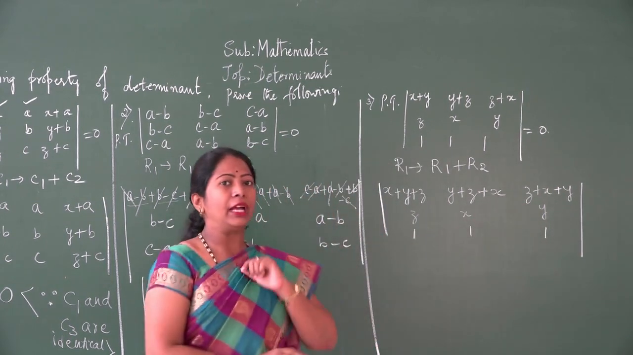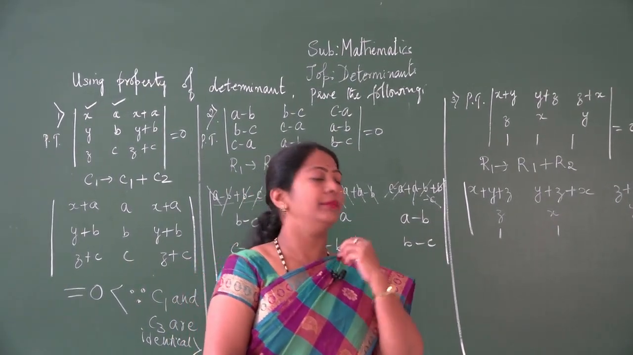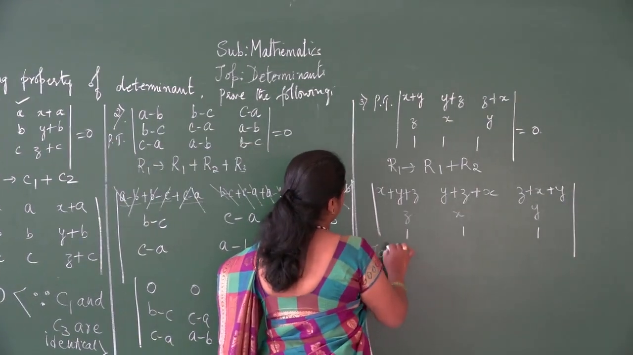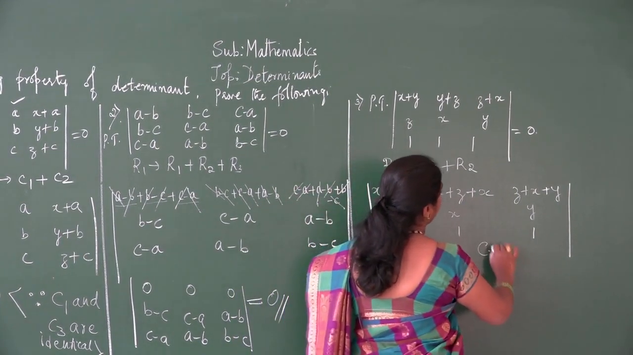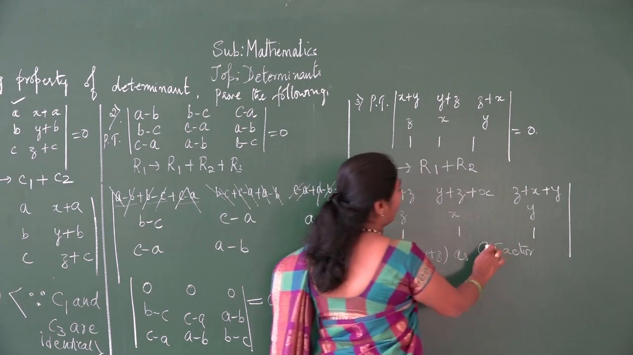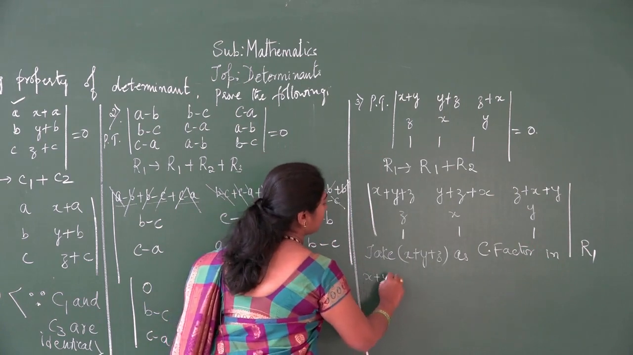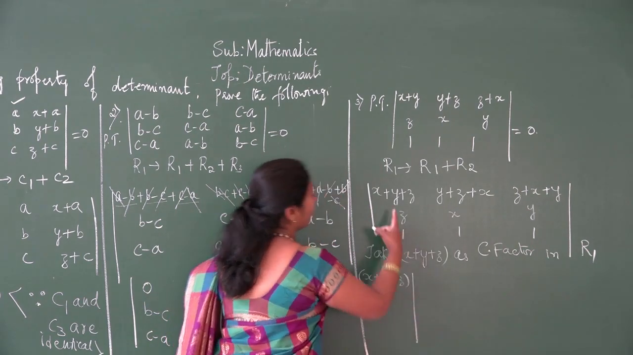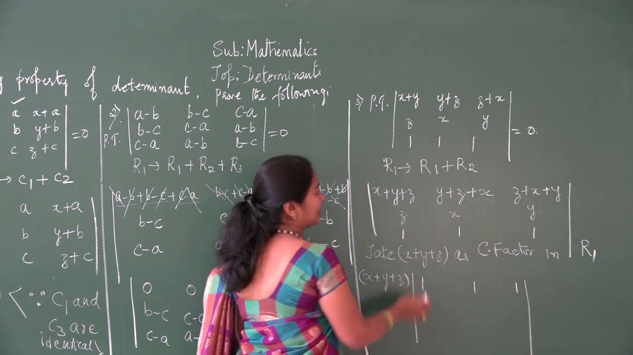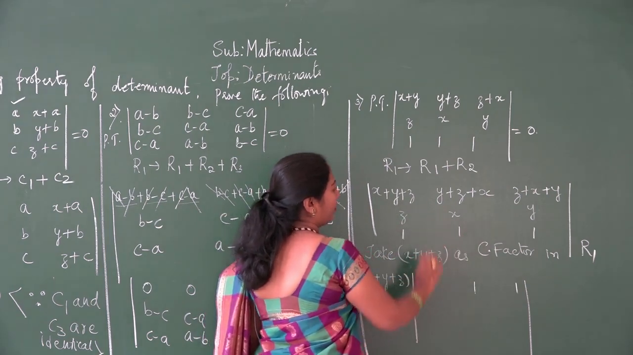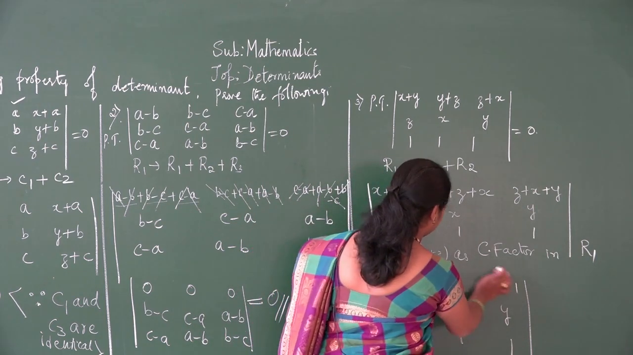So, what is common in R1? When you observe this, X plus Y plus Z is a common term in R1. So, take X plus Y plus Z as a common factor in R1. When I take out X plus Y plus Z as a common factor in R1, what is left out? 1, 1 and 1 again. The second row remains the same because you are taking this as a common factor only in R1. Z, X, Y, and the last row also remains the same.